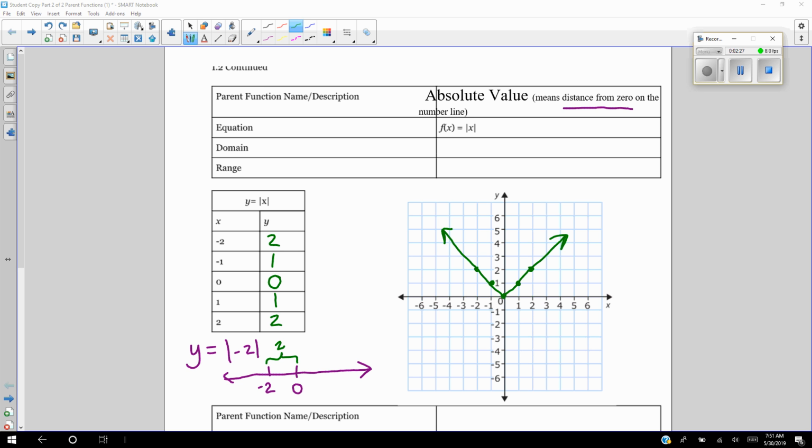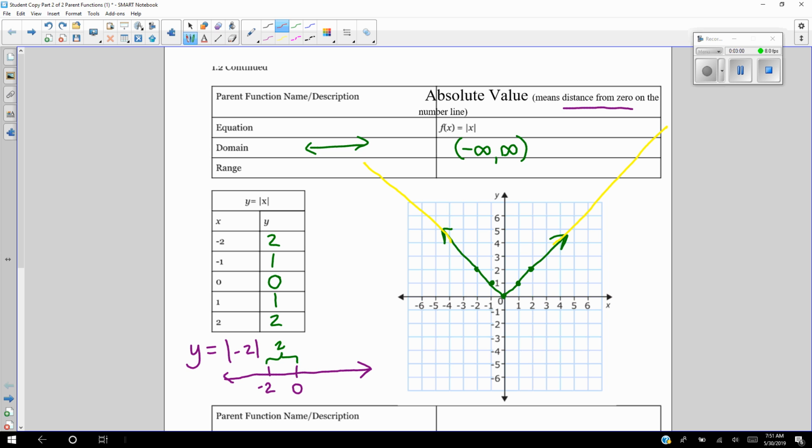All right, so now we do domain and range for this parent function. Domain is how far left and right it goes. So as we look at this arrow right here, the left arrow, it's going up, but it's also going to the left forever. And this graph is going up and to the right forever. So the domain is all real numbers.